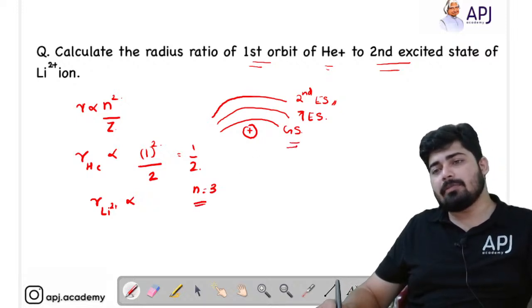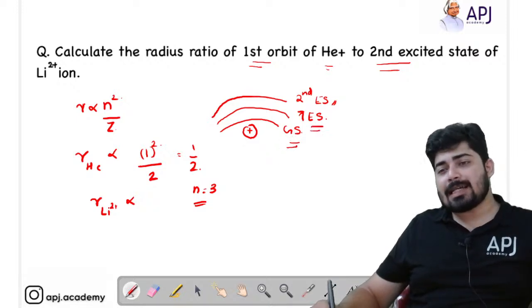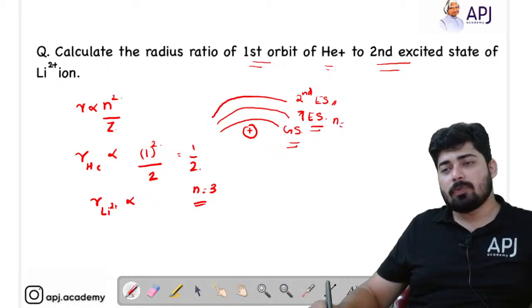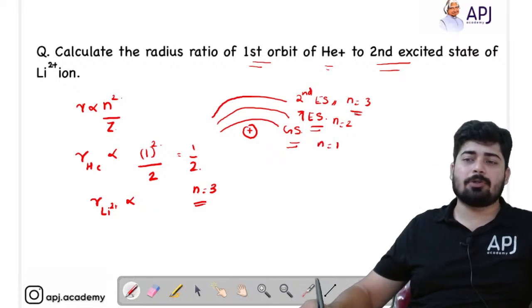The first shell means it is the ground state. I have already explained that before. The first excited state means it is n equal to 2. Second excited state means n equal to 3. And ground state means n equal to 1. So second excited state means n equal to 3 you have to consider.